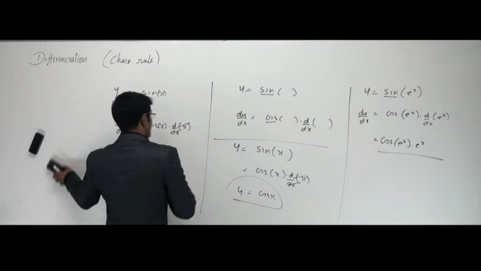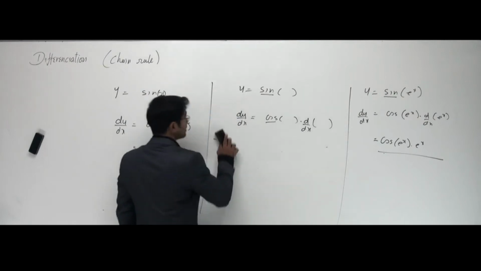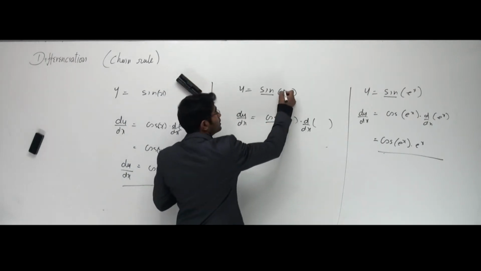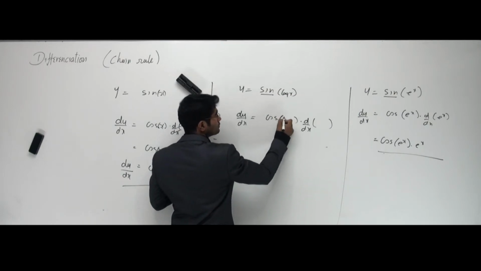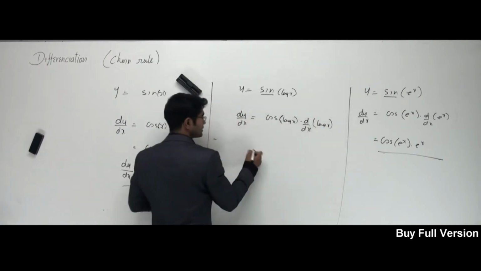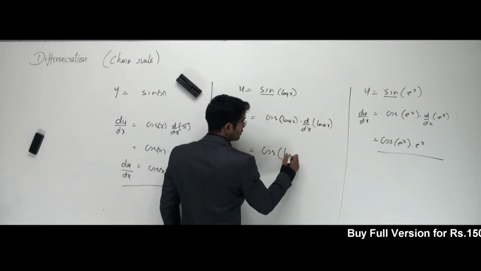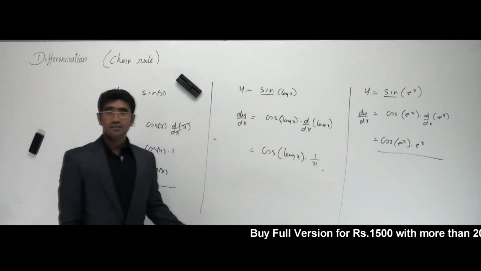Now look at this. If I start filling up things into this, let's say I write log x inside this. So what happens to my formula? That becomes cos of log x into d by dx of log x. So what happens to my answer? That is cos of log x into 1 by x is your answer. That is it. All right.